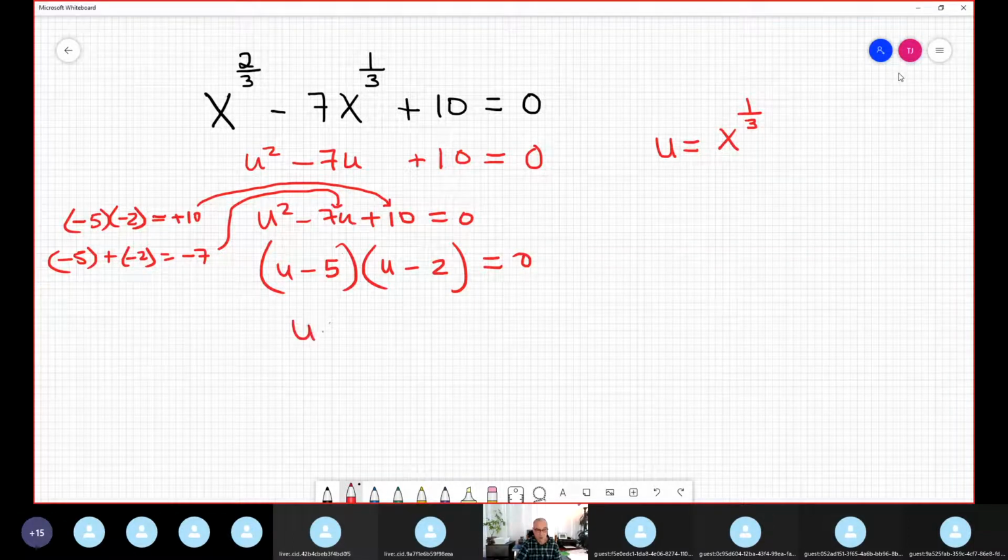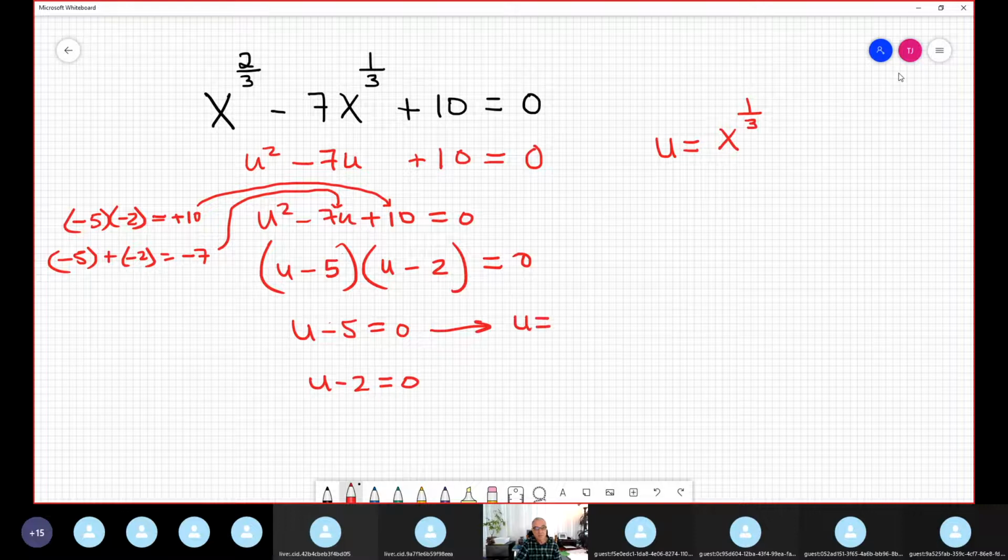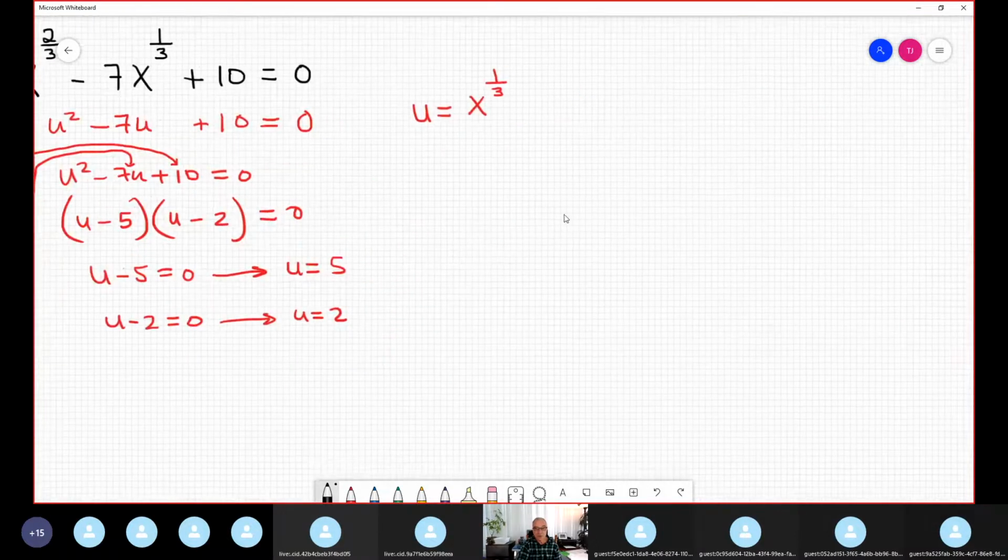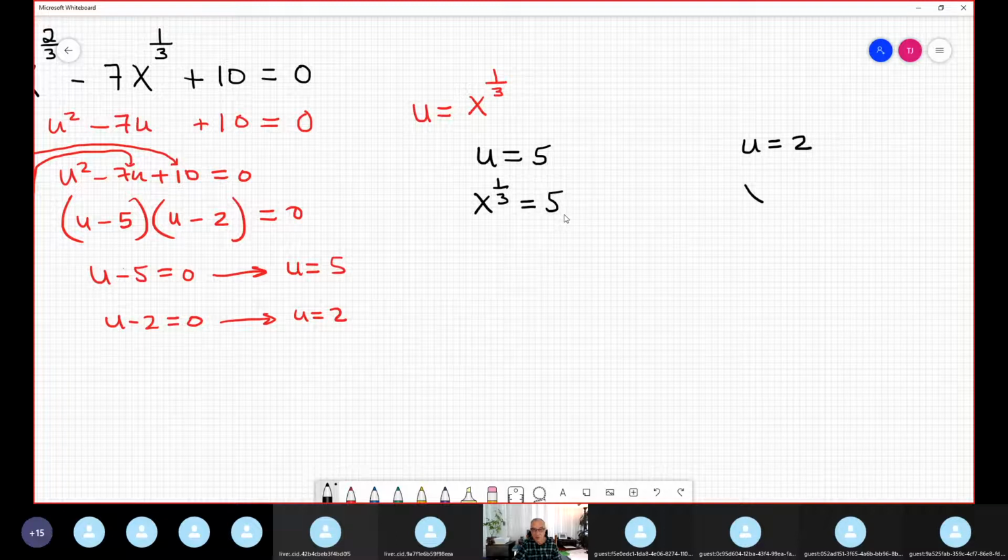Now, u minus 5 equal to 0, or u minus 2 equal to 0. That means u is 5 and u is 2. And leave it like that? No. I need to find the x value. Well, I come back to the substitution. You split the paper into parts, u = 5 and u = 2, and you copy that. So this is x to the 1/3 equal 5, and x to the 1/3 equal 2.